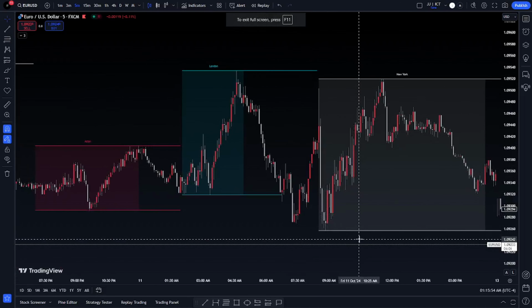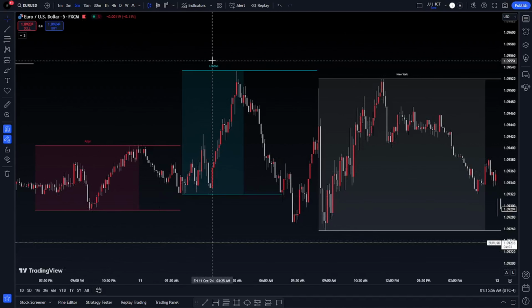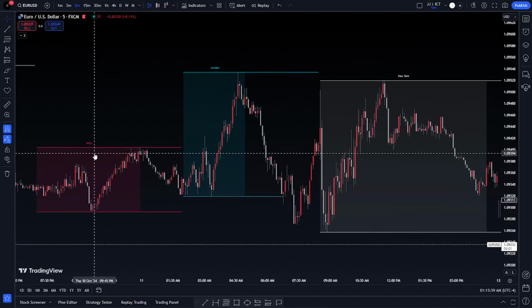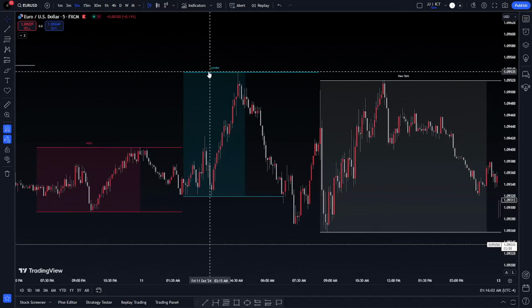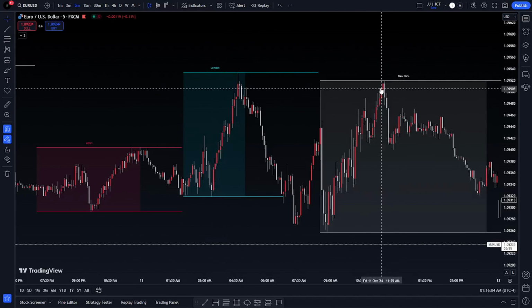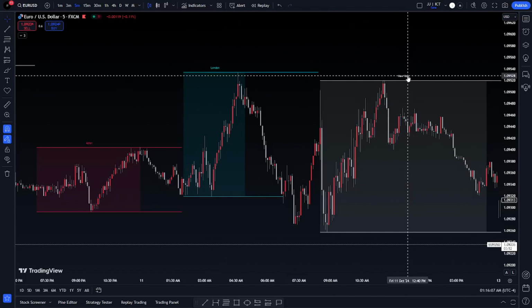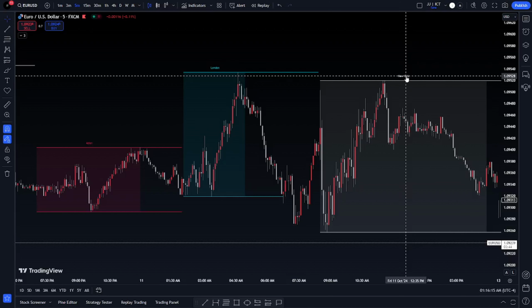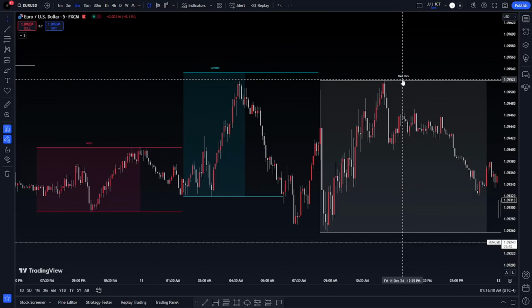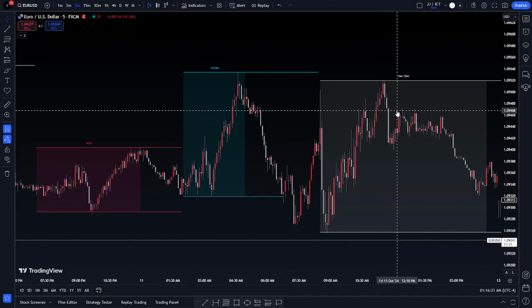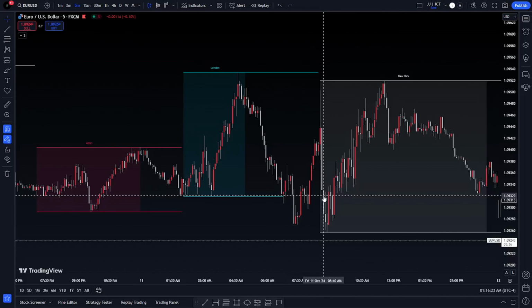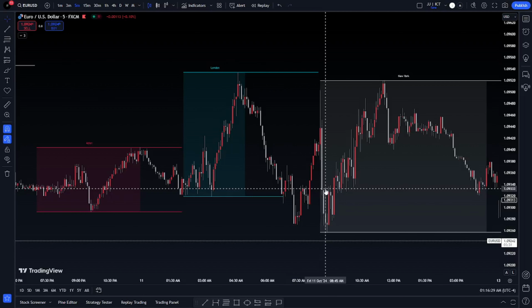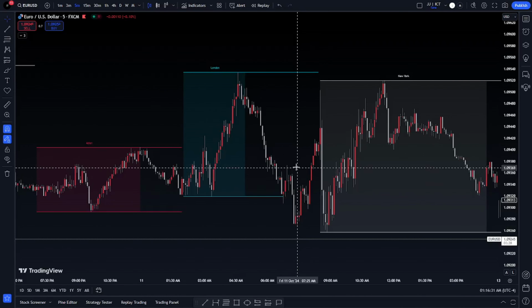Now, there are three different kill zones: Asian, London, and New York. Asian is the lowest volatility, London is the second highest volatility, and New York is the highest volatility. These kill zones are times in price where price is way more volatile, or where the algorithms are more active. To keep it simple, they're basically times in price where price is more volatile or more active. That's just a very, very simple definition.